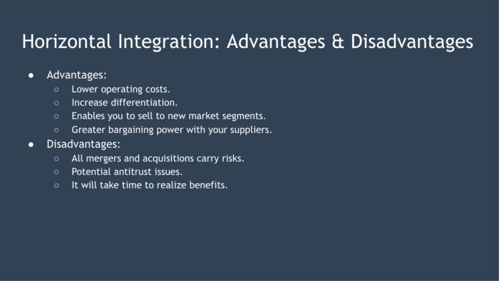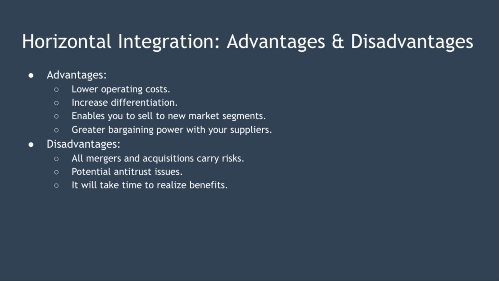So let's take a look at the advantages and disadvantages of both horizontal and vertical integration, but we'll start with horizontal integration. So in terms of advantages, it can lower your operating costs by reducing the duplication of resources and increasing economies of scale. It can increase your differentiation by allowing you to offer more combinations of products. It enables you to sell to new market segments while maintaining known and understood business models. Your increased size can give you greater bargaining power with your suppliers.